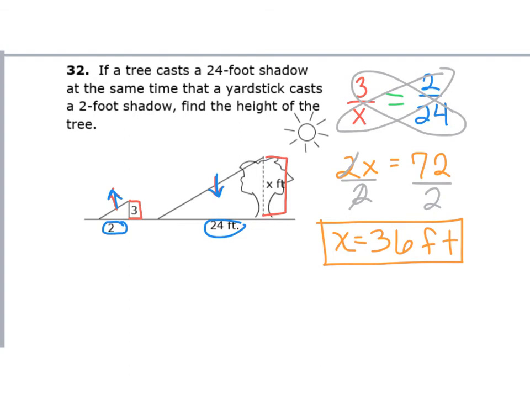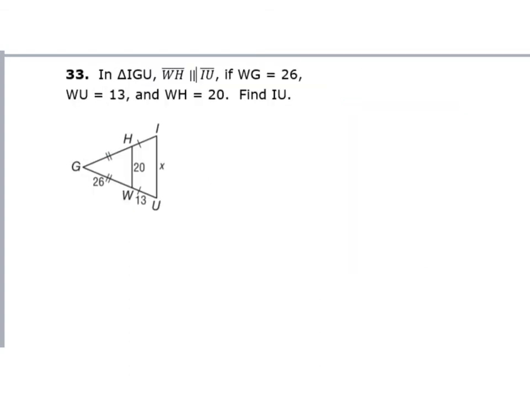Okay. Number 33. In triangle IGU, WH is parallel to segment IU. So you might want to just kind of add yourself a little triangle. This is parallel to this, okay? WU is 13, which is labeled for me. WH is 20, which is labeled for me. And WG is 26, which is also labeled for me. I'm trying to find IU, and it already has an x on that for me as well.